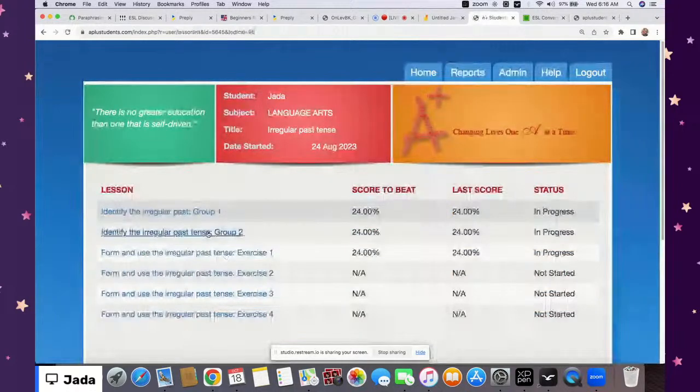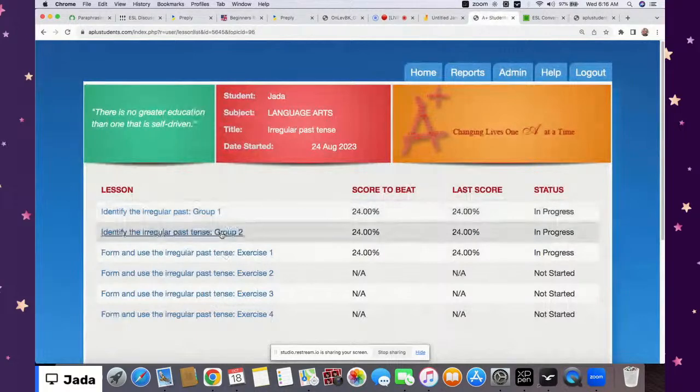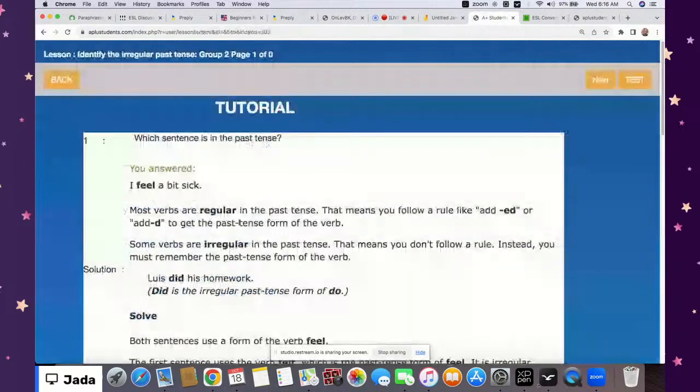Okay. So moving on to the next one, it's identify irregular past tense, group two. Okay, so I hope that you guys understand group one. Try to finish up the lesson if you are not done yet. Okay, so this is group two. Most verbs are regular in the past tense. That means you follow a rule like add ed or d. Just like how I've explained in the first part. Most verbs are regular, and you can just add ed or d.